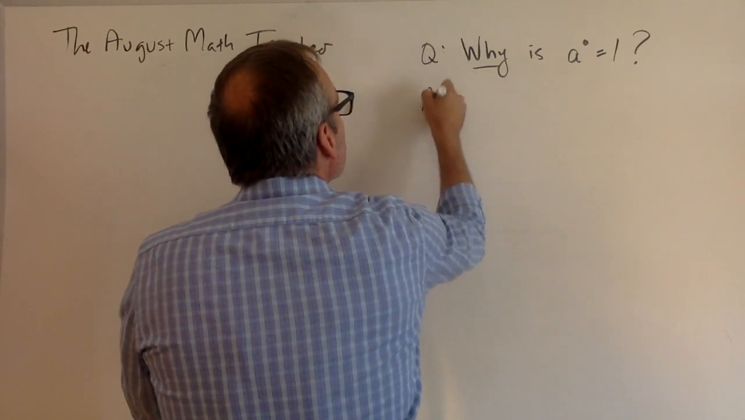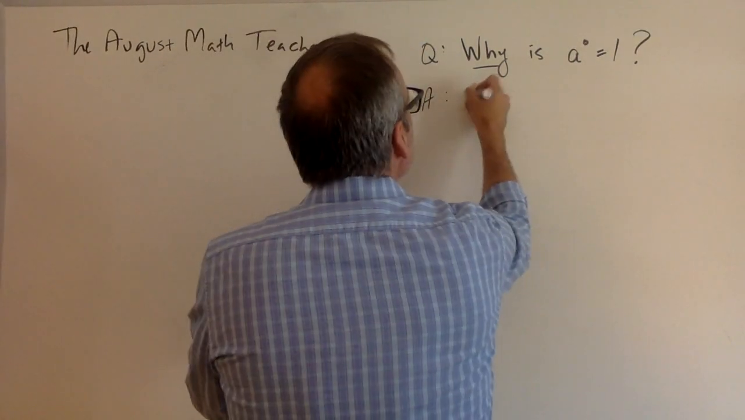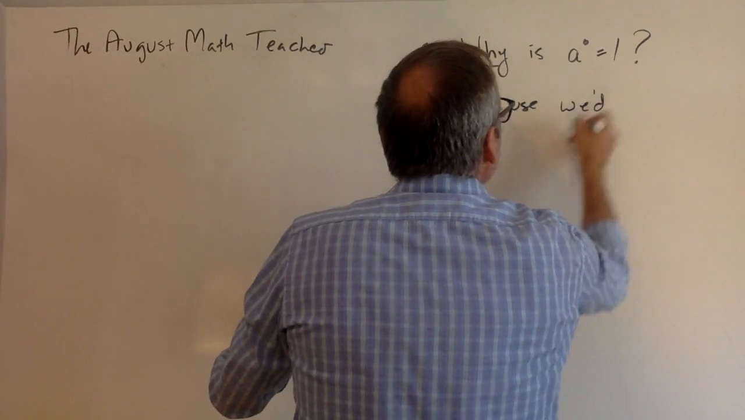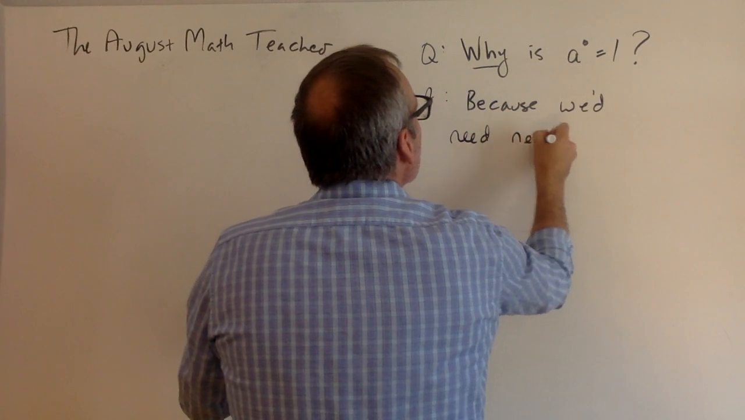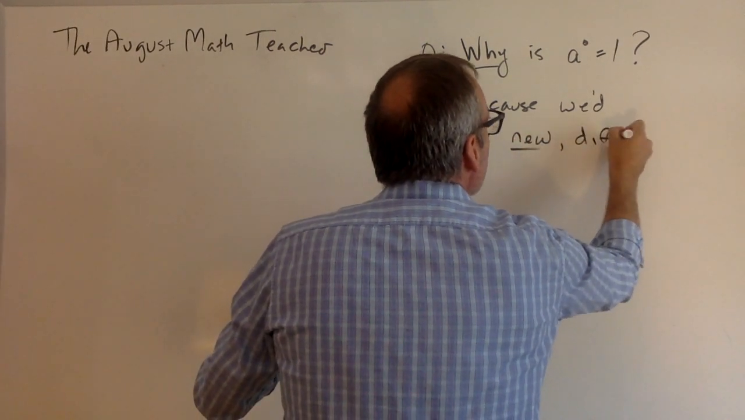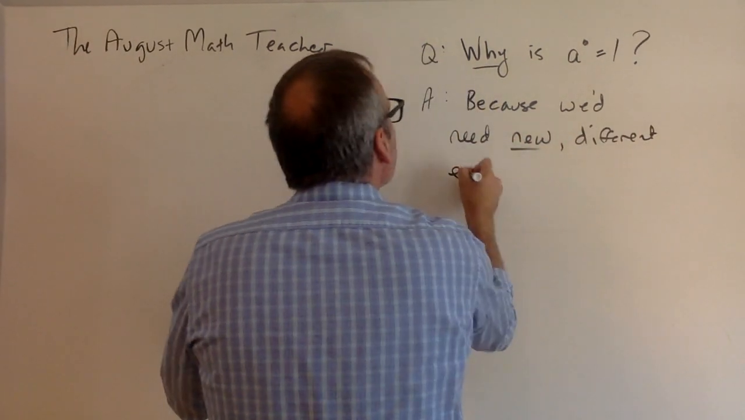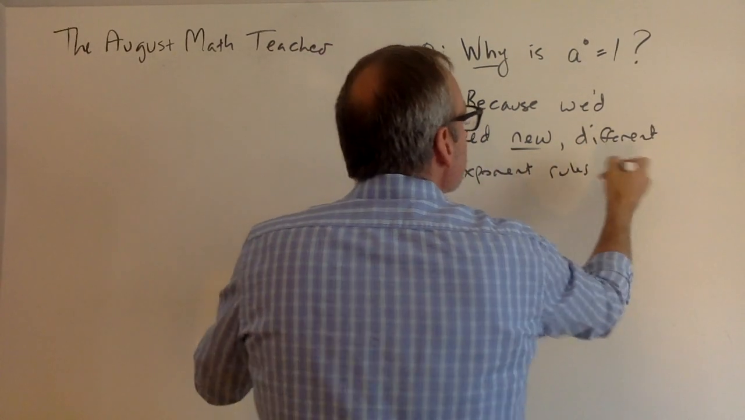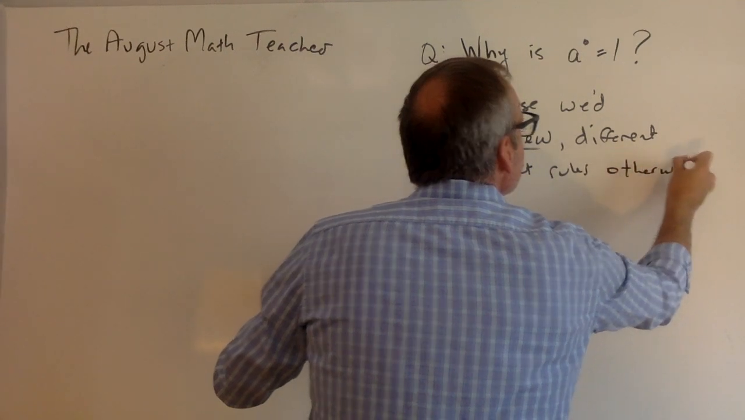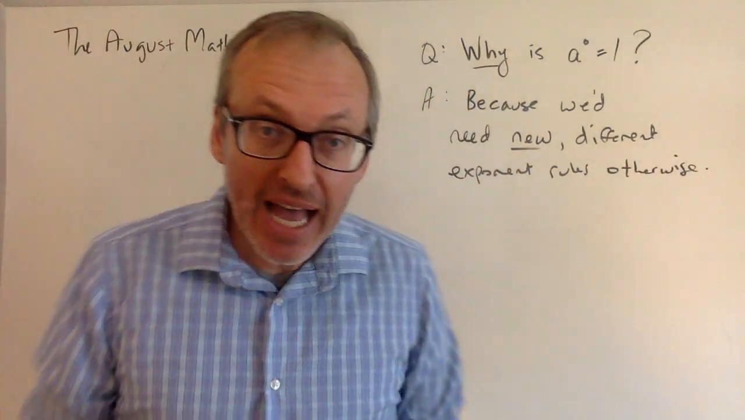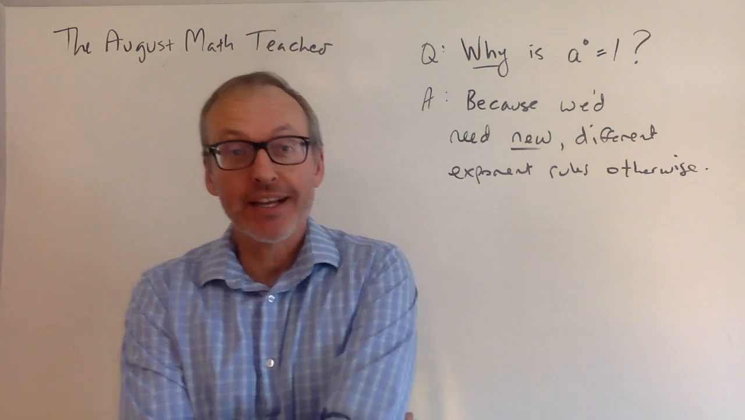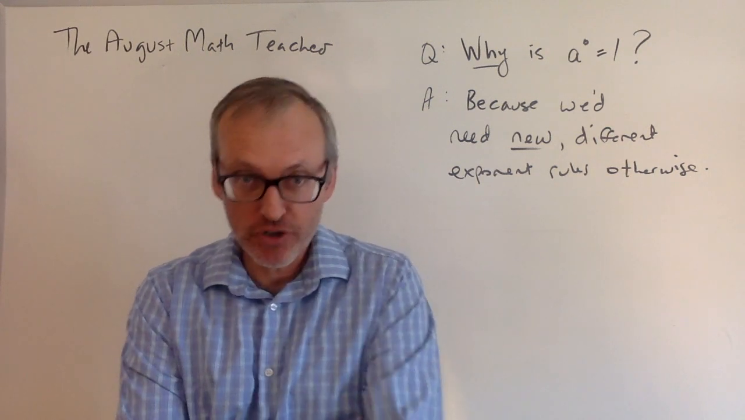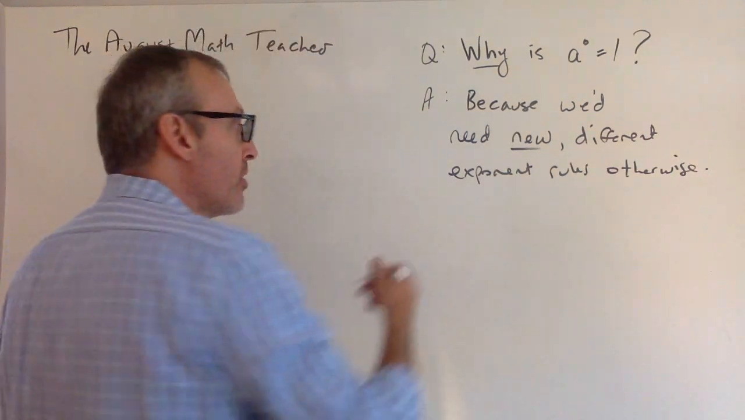That's the question. The answer is because we need new, different exponent rules. Otherwise, I don't think I would like to memorize more exponent rules than I have to. And the major exponent rules that you probably know are these.